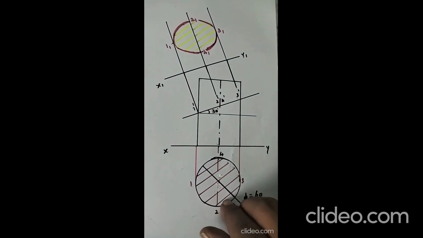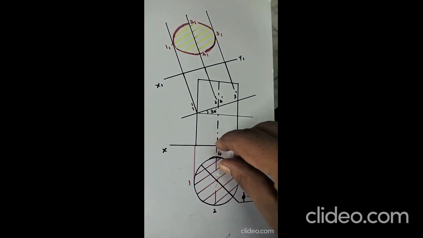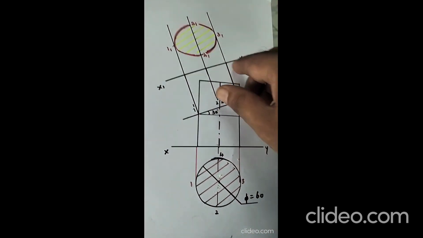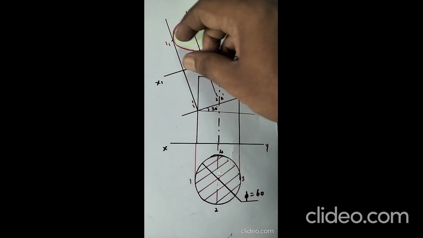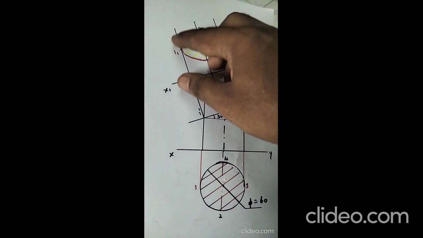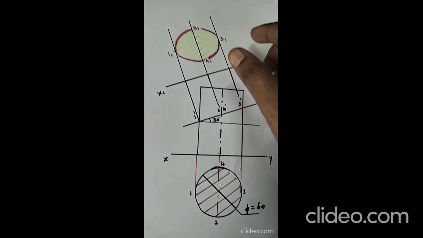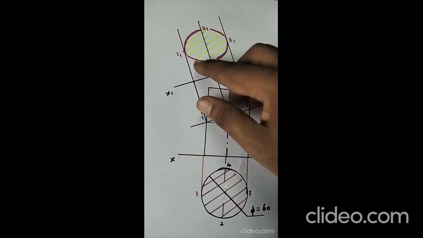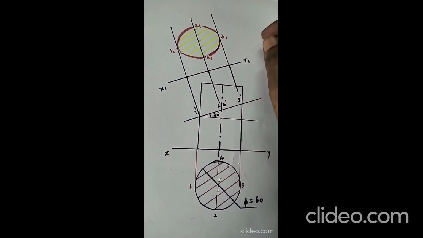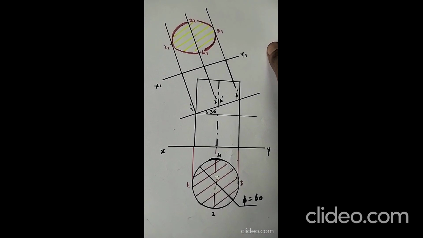That is hatched here, and these suitable distances are to be taken from the original top view and marked on the new auxiliary reference line x1 y1. And finally we are joining all these new numbers using the curved line in order to achieve the required oval shape of the cut section. And we are hatching using parallel lines finally to get the final answer of section of solid.